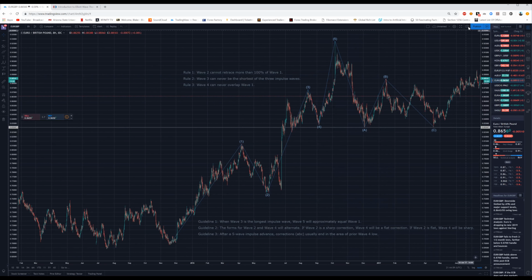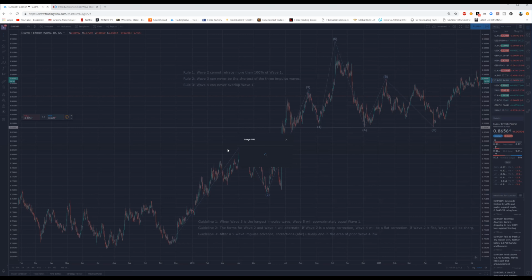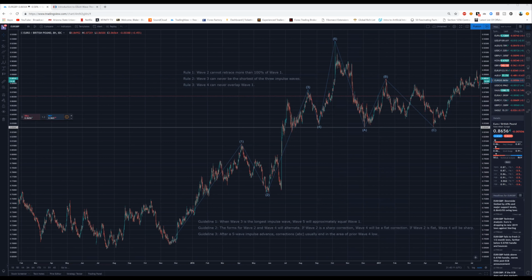So I'm going to screenshot this and put it in the chat as a good example of Elliott wave, and I'll put it on my Slack channel as well, just so everyone can see. Of course. So these are really the fundamental basics of Elliott wave, and now I want to go over some other things as well.